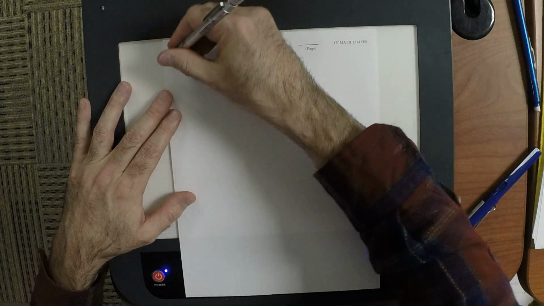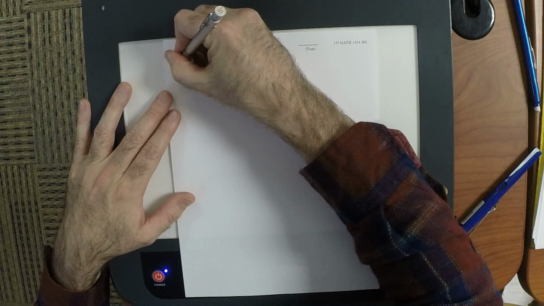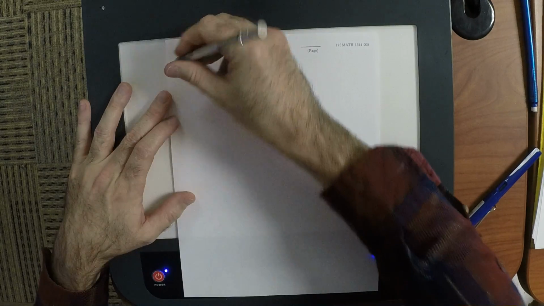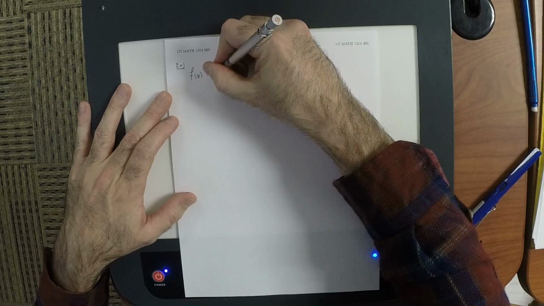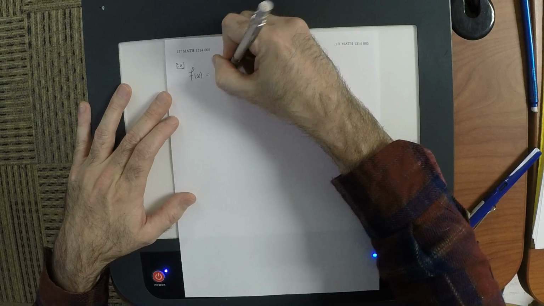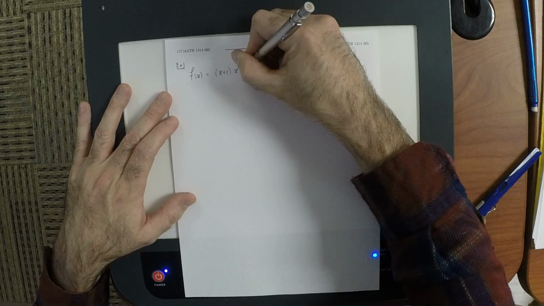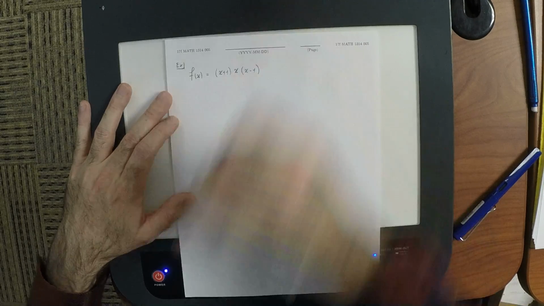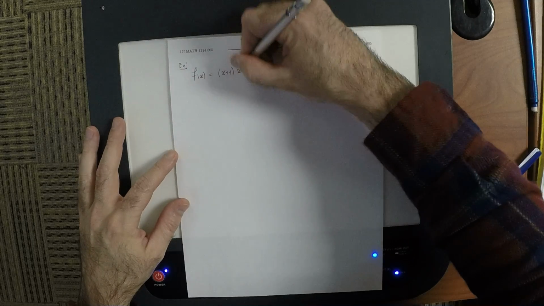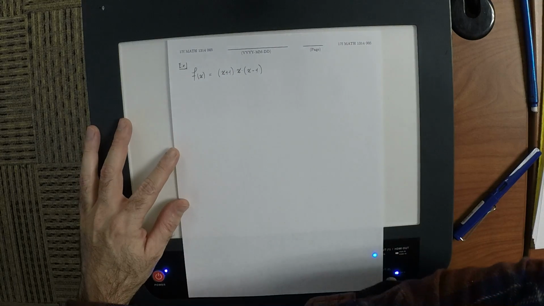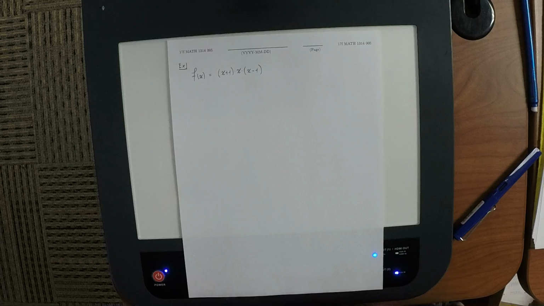So to that end, I'd like for you to consider this polynomial. F of x is x plus 1 multiplied by x minus 1. Okay, so I gave it to you in factored form. So what's going to be the degree of this polynomial?